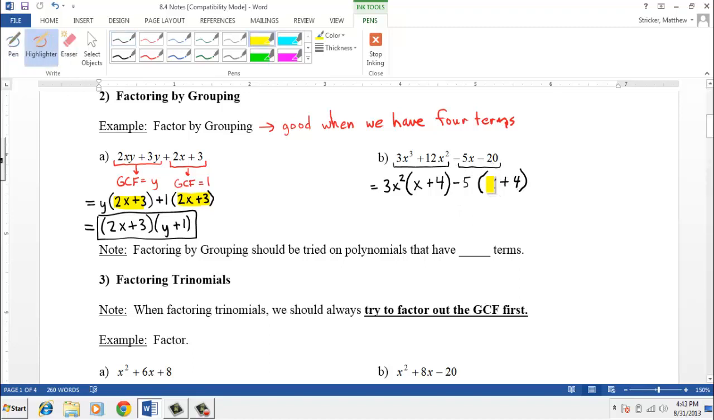Okay, so now we have x plus 4 in both places, and that allows us to complete the factoring by grouping process of pulling out the x plus 4, leaving us with a 3x squared in the first term and a negative 5 in the second term. So this 4-term polynomial has now been factored.